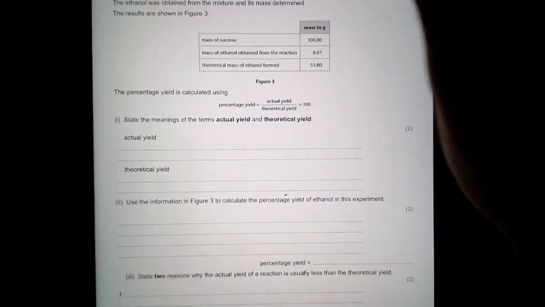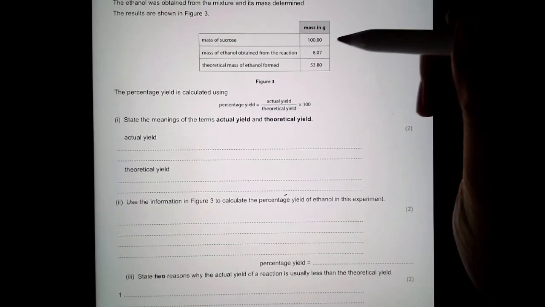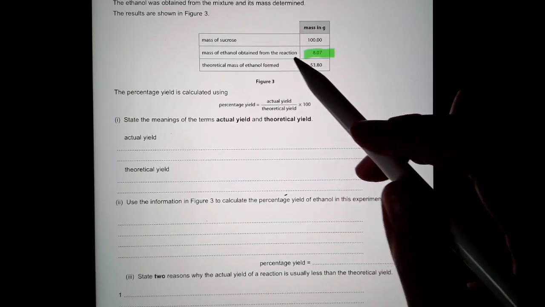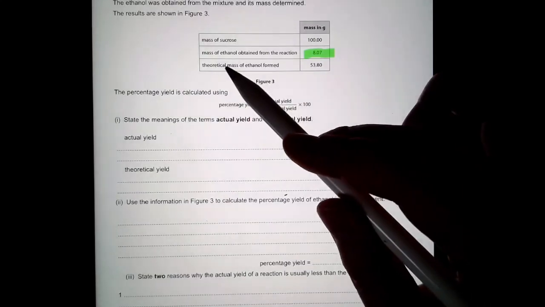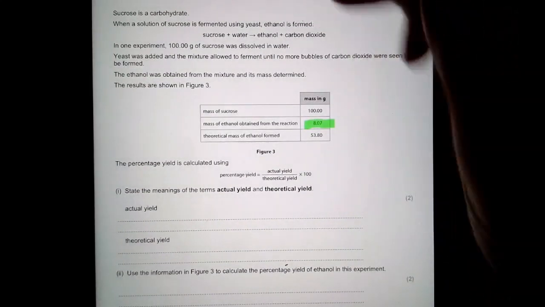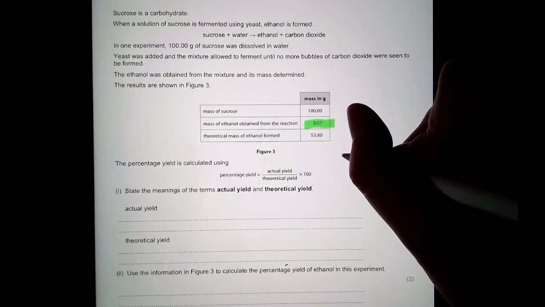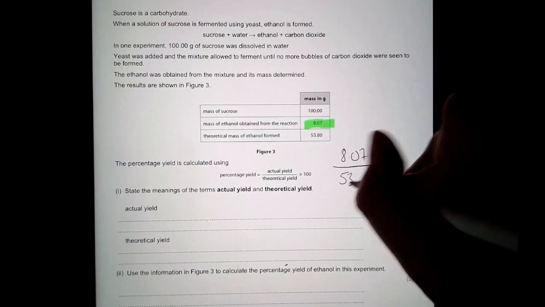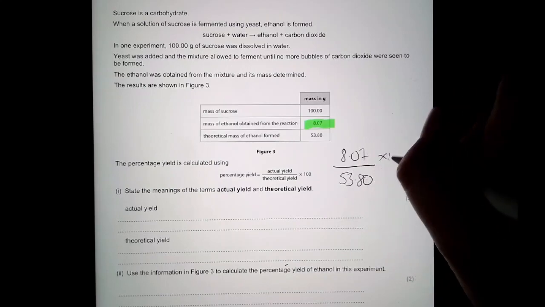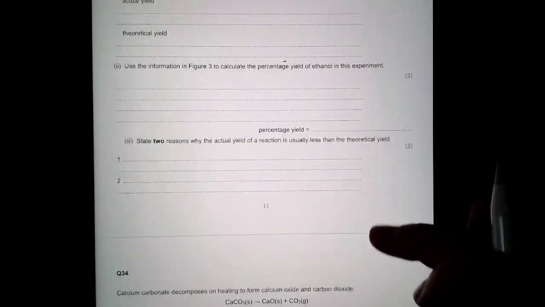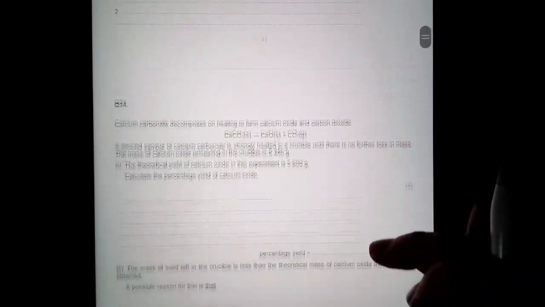All right, so the actual yield, how much did you actually get, is here, 8.07. That's the mass of ethanol obtained from the reaction. And then underneath, in theory, the amount of ethanol you should have got. All right, so you'll see your actual is a lot less. So it's going to be 8.07, your actual, divided by 53.80. Times that by 100, and that's it. Okay, that's your answer. That will get you your 2 marks. Again, the rest of this you can get from the mark scheme.